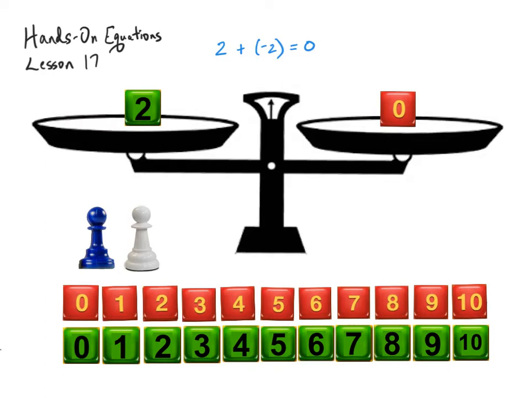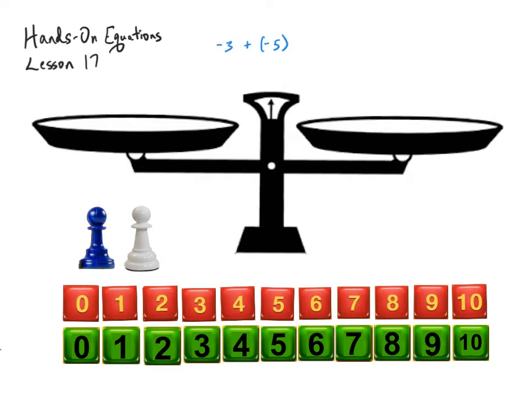So let's now look at another example. In this example, I'm going to set up the expression negative 3 plus negative 5. So let me write that on here. Negative 3 plus negative 5. And when we set that up, we'd have a green 3 and a green 5. And just like with the red blocks, if we were to have a positive 3 and a positive 5, we would say that's the same thing as a positive 8. Well, it's going to work exactly the same way with the green blocks. If I have a 3 and a 5 that are both green, that will balance out with a green 8, which would be equal to negative 8.